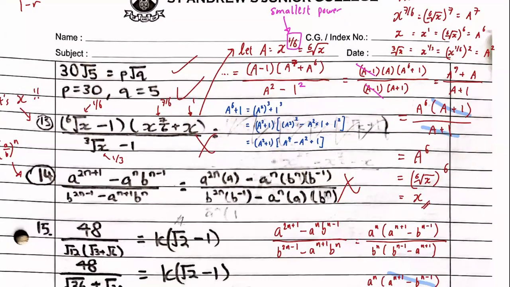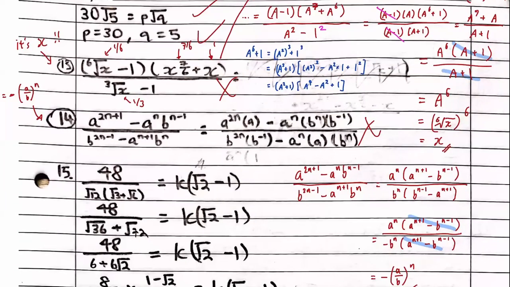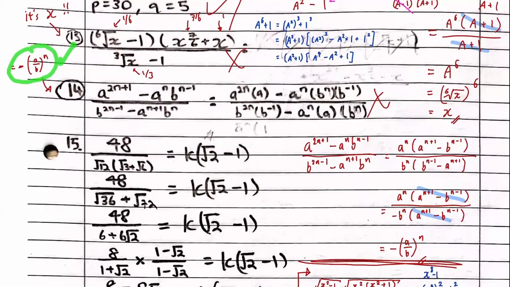Okay, next one. Question 14. The answer is negative a over b power n. How to show that? Let me show you. So you have to be clever lah, no choice this one.